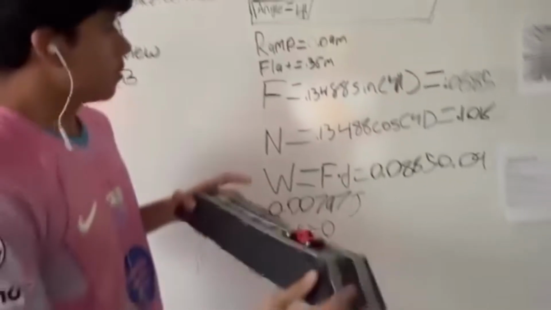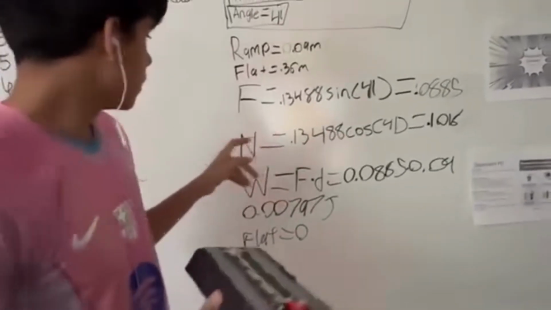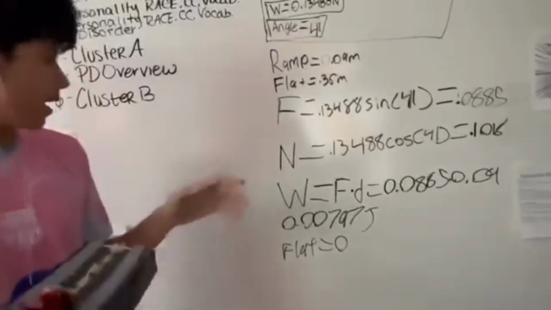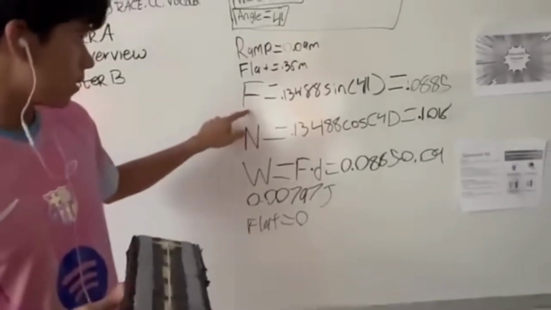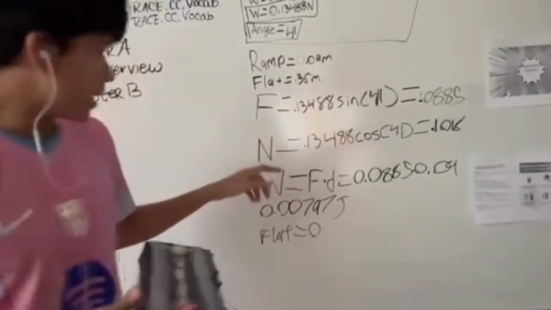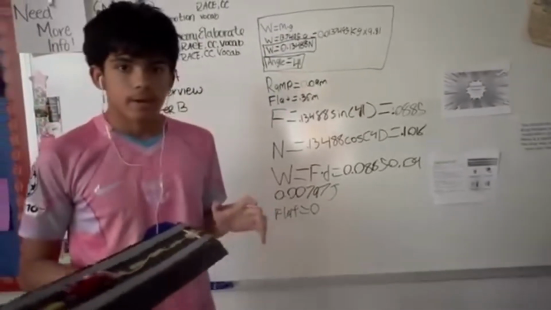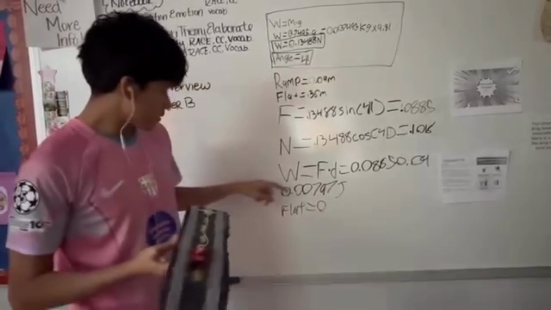Which is right here, the angle of the plane, and we get 0.1018 newtons, and now we just need to calculate the work for that. It depends on the distance: 0.085 times 0.09, and you get 0.007.